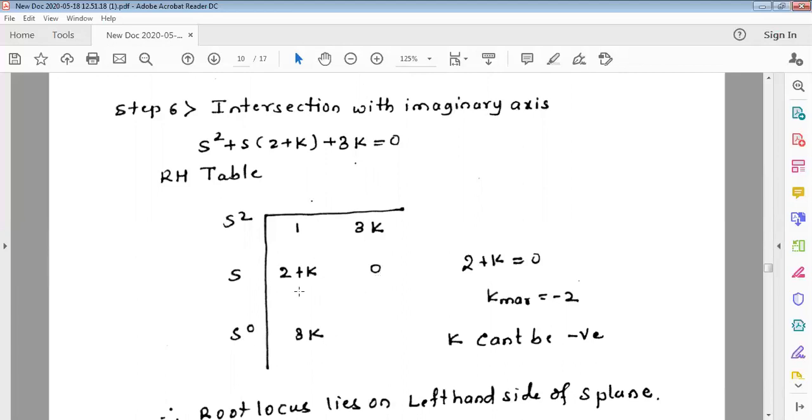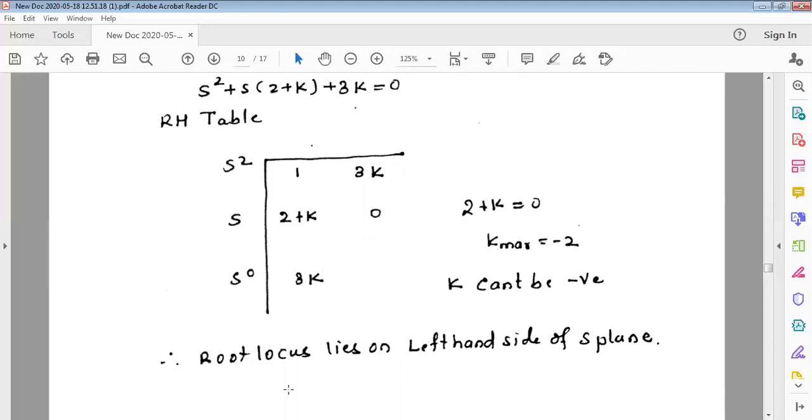So how to find this row? (2 plus k) into 3k minus 1 into 0, whole divided by 2 plus k, that results in again 3k. By the concept of the RH criterion, we can equate the first column values of the RH table to 0 to get the marginal value of k. So that is 2 plus k is equal to 0, so k marginal will be minus 2. See, one more thing: k cannot be a negative value. Therefore the root locus lies on the left hand side of the s plane, meaning it will not go to the right hand side. The complete root locus will be present in the left hand side of the s plane.